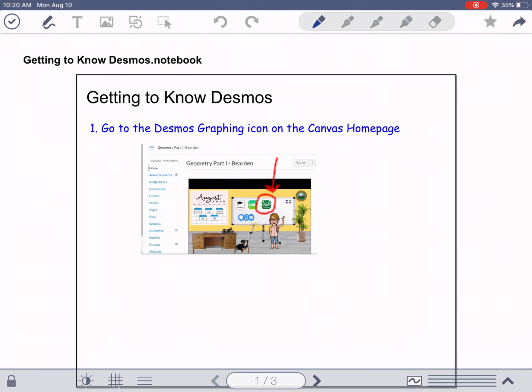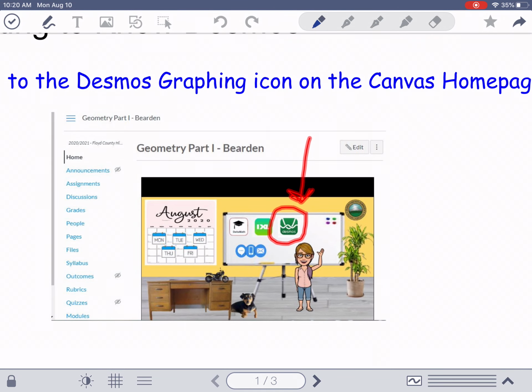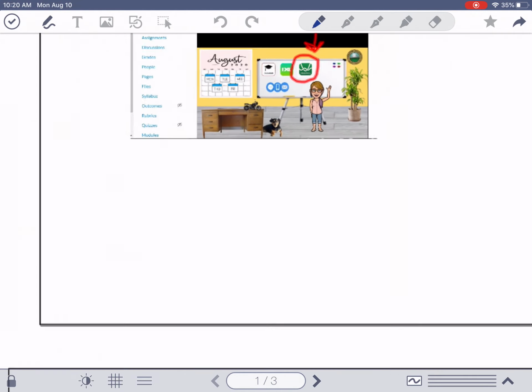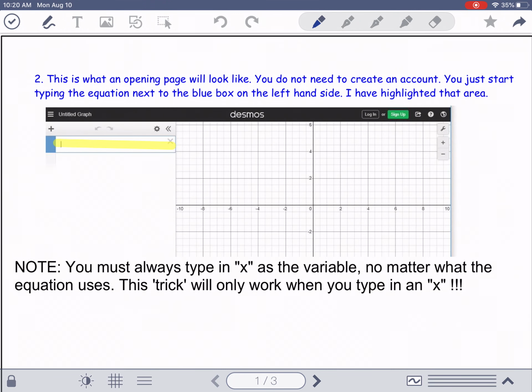Okay, so we're getting to know Desmos. What you want to do is go to the Desmos graphing icon on your Canvas homepage. You'll see it right there on your Canvas homepage. I've circled it in red. You click on that, and you're going to get a screen that looks something like this.